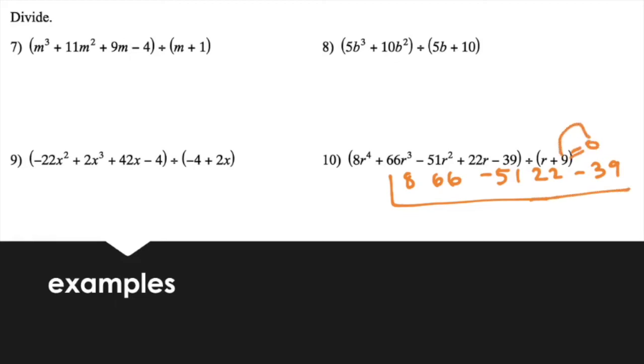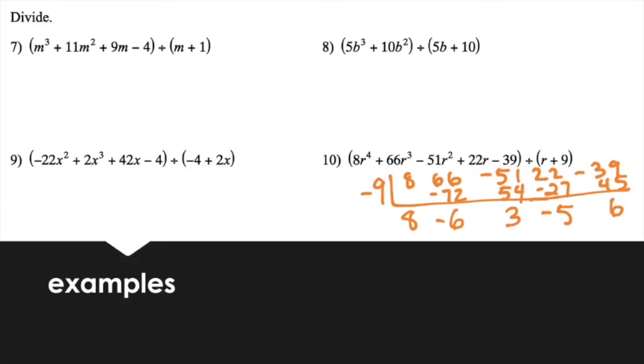Subtract it over, and I'll have negative 9. Bring down the 8. Multiply, we get negative 72. Add, we get negative 6. Multiply, we get positive 54. Add, we get 3. Multiply, we get negative 27. Add, we get negative 5. Multiply, we get positive 45. And then add, and we get 6.